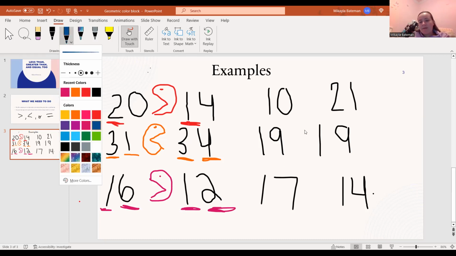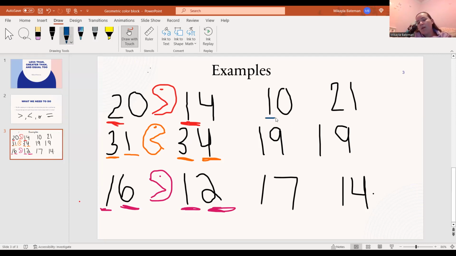Okay, next up we have 10 and 21. Now we can see that the 1 is in this tens place, and then there's a 2 in this one. We don't have to go to our ones place because we know that 2 is greater than 1, so we can stop there and we know that little Pac-Man, our little greater than guy, needs to eat 21. And we'll leave it like that.